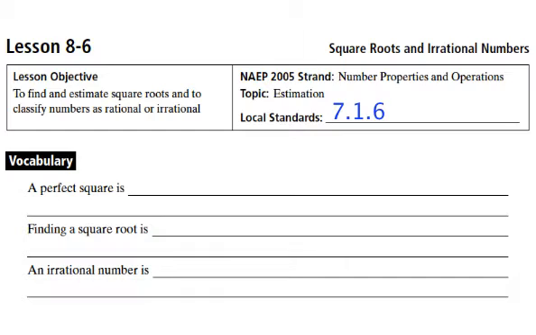Today's lesson is on square roots and irrational numbers. We're going to find and estimate square roots and to classify numbers as rational or irrational. The Indiana Academic Standard is 7.1.6.